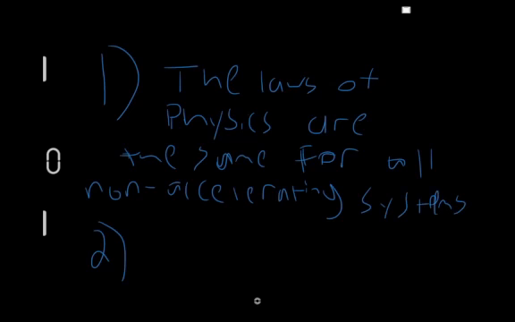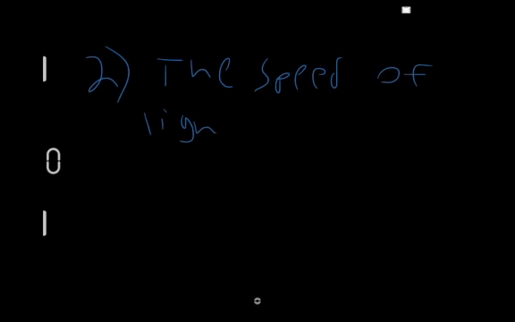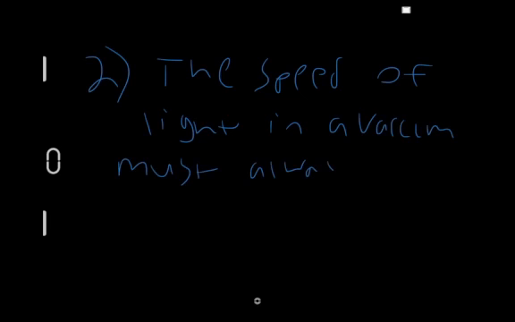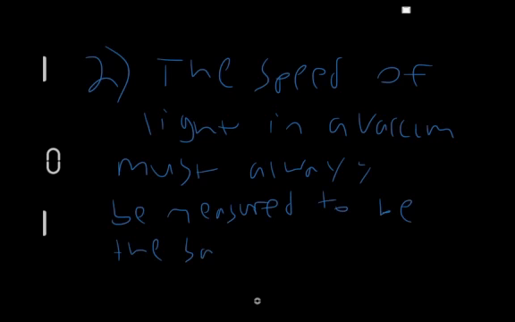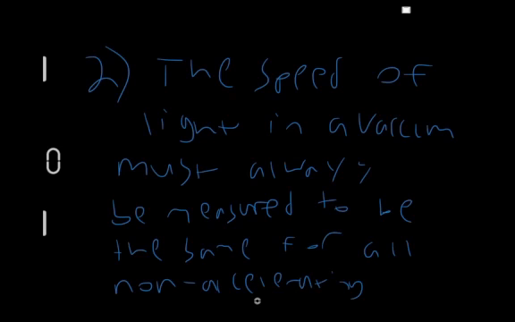And the second principle is this. Let me clear this to make some room. The second principle is: the speed of light in a vacuum must always be measured to be the same for all non-accelerating systems.